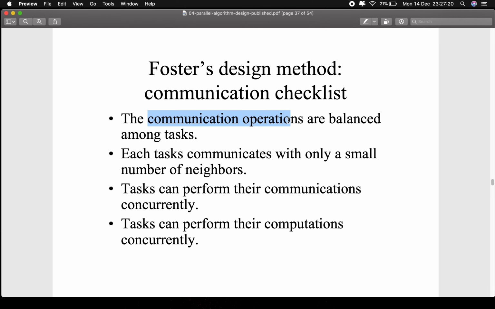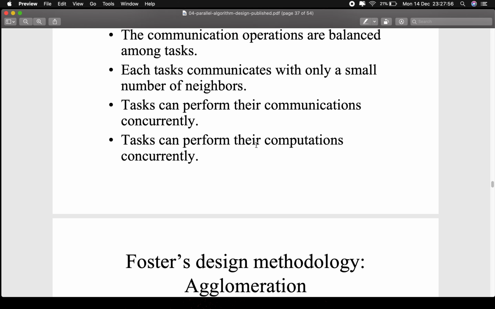The communication operations are balanced among tasks. So each task communicates with only a small number of neighbors, and tasks can perform their communication concurrently, and tasks can perform their computation concurrently. This is the checklist under the parallel design method. Similar to partitioning, you also have the checklist. You can look into it. And now you have already finished your second method.